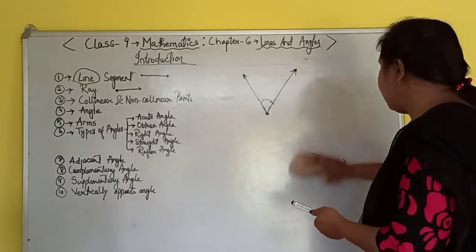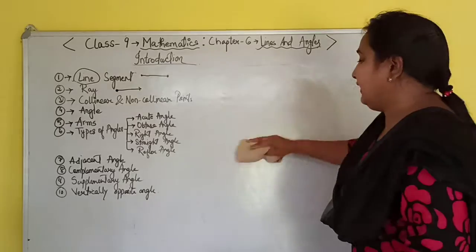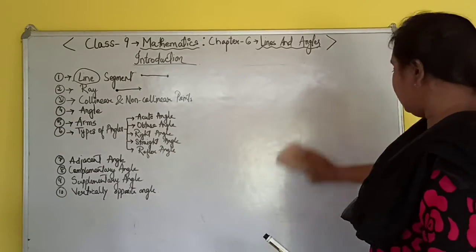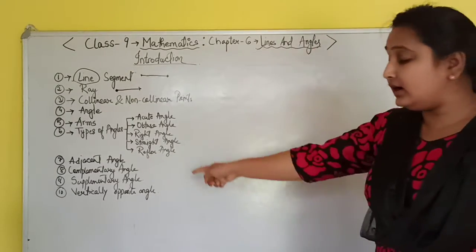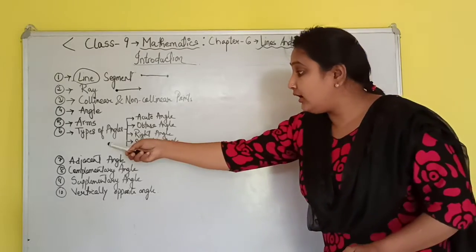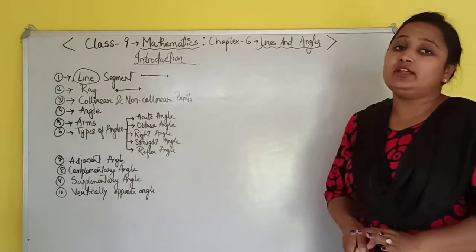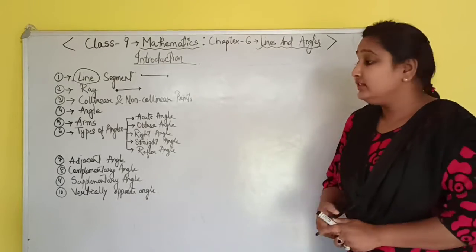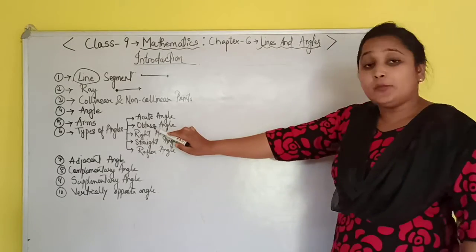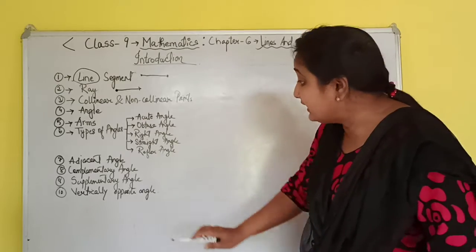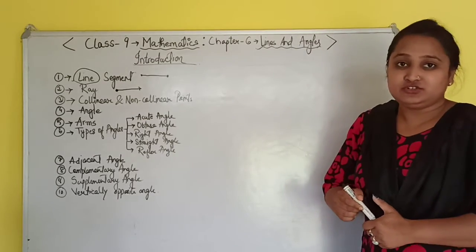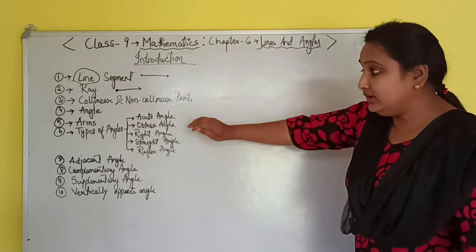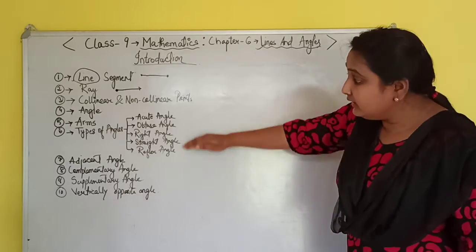Now let us go to the next term, that is types of angles. This is also an important term, and we have learned this in earlier classes also, but I am going to explain once again. There are 5 types of angles: acute angle, obtuse angle, right angle, straight angle, and reflex angle. Now we have to know the meaning of each angle.